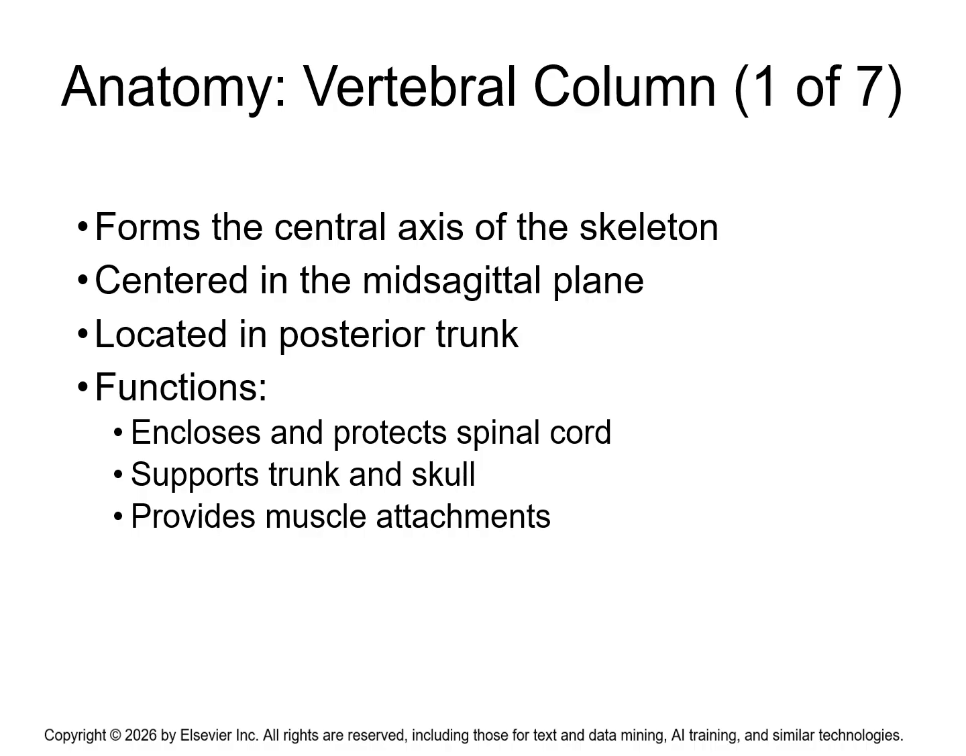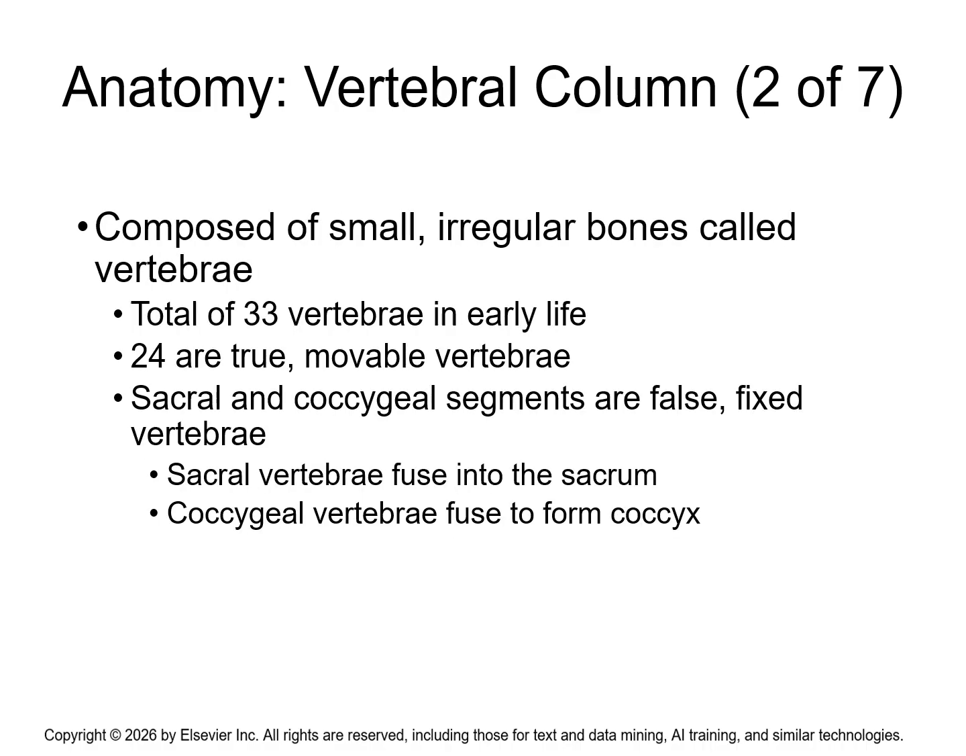There are multiple functions. First, obviously, it provides support for your trunk and skull, provides muscle attachments, and actually protects the spinal cord. Okay, let's talk about how many bones are actually in your spine. Well, when you're first born, you have 33. Your sacrum has 5, your coccyx has 3 to 4. Those end up fusing later, and you essentially end up with 24 true movable vertebrae.